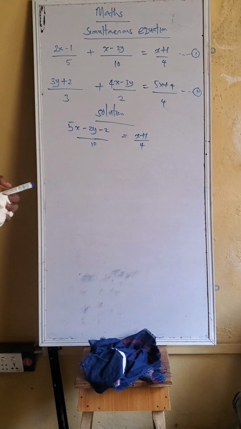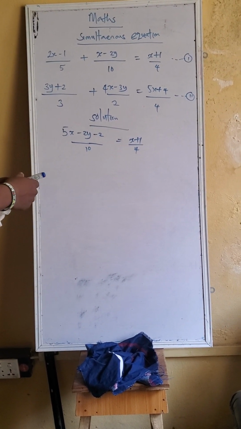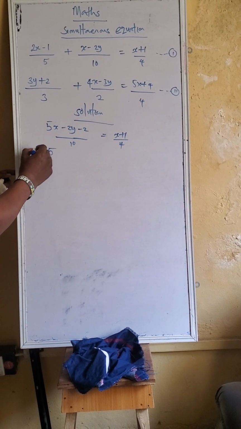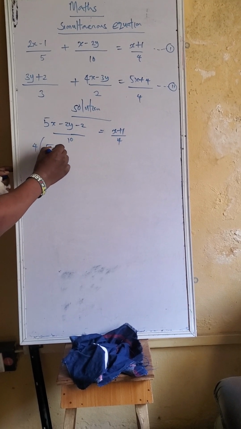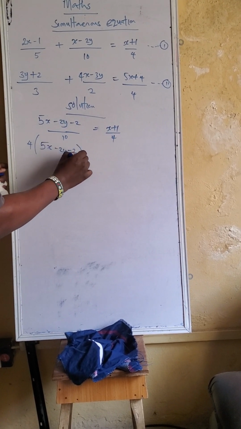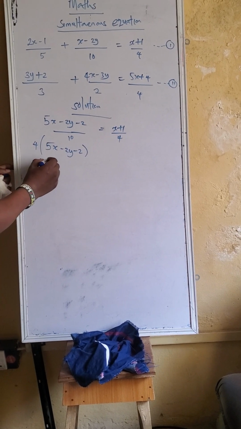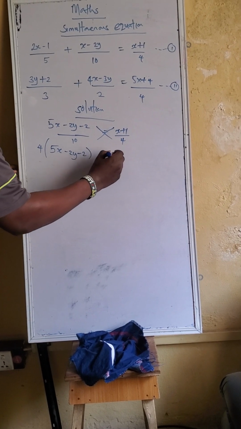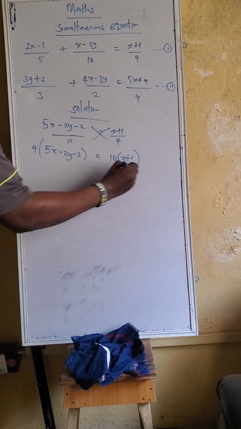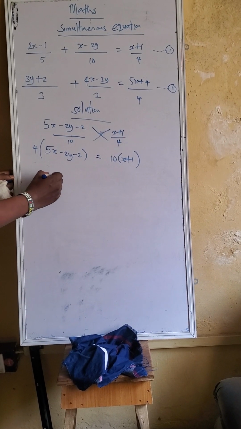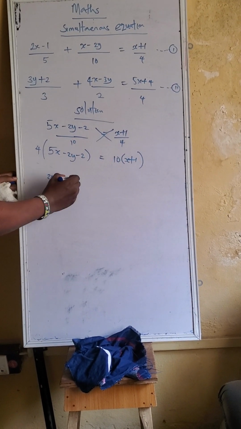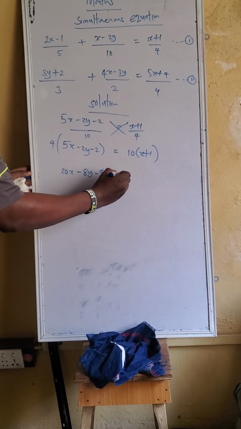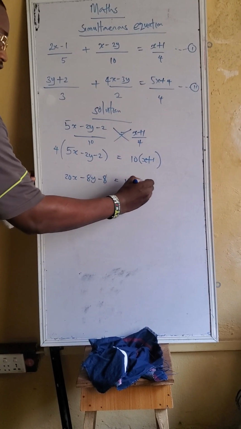We take the next step. The next step is to cross multiply. If you are cross multiplying, we have 4 open bracket 5x minus 2y minus 2, closing the bracket, equals 10 open bracket x plus 1. There's no need to divide because we are cross multiplying. Now if we do this, we have 20x minus 4 times 2, 8y, minus 4 times 2, 8, equals 10x plus 10.